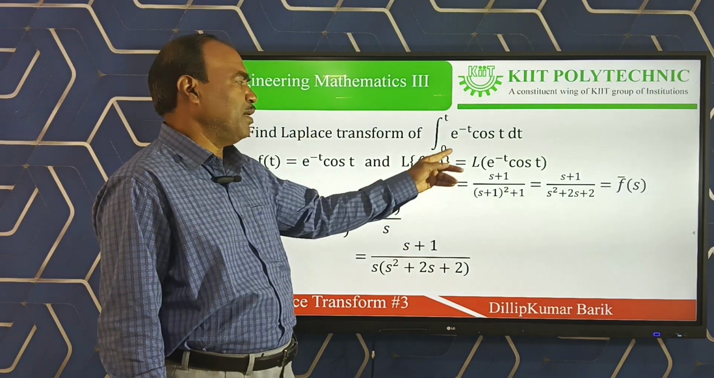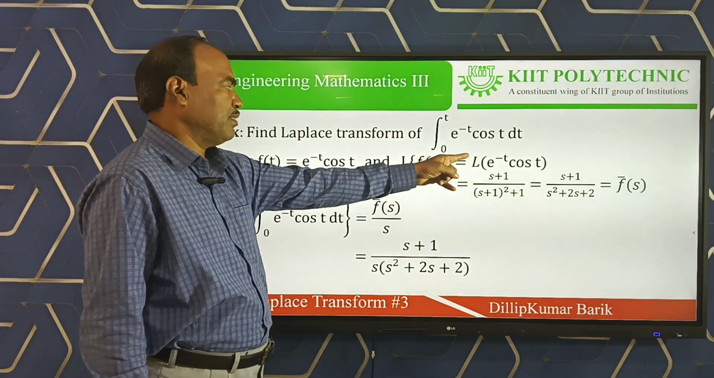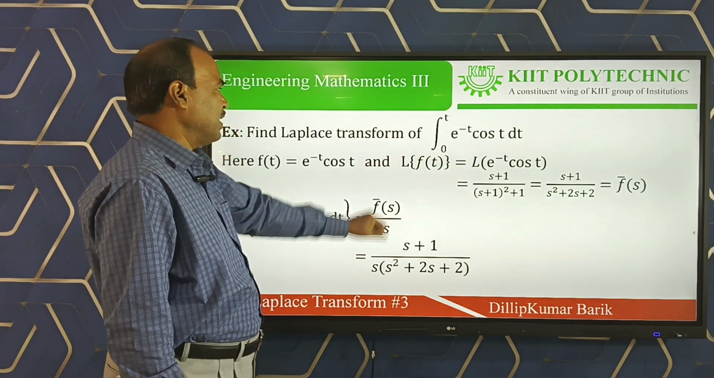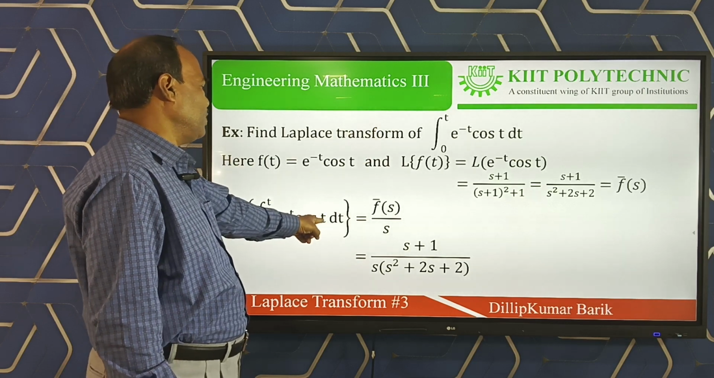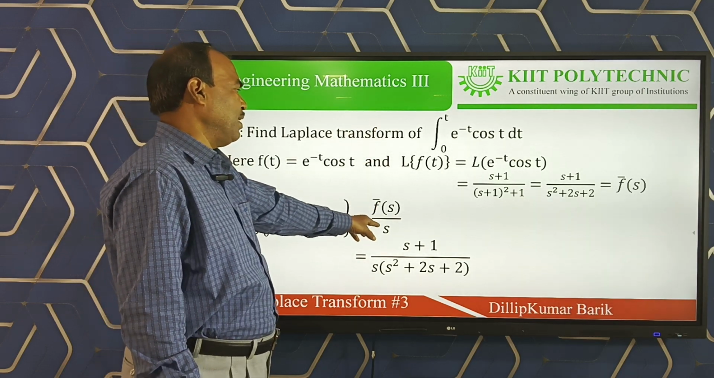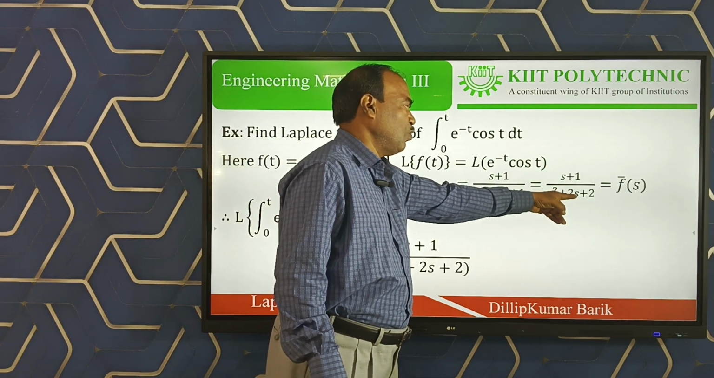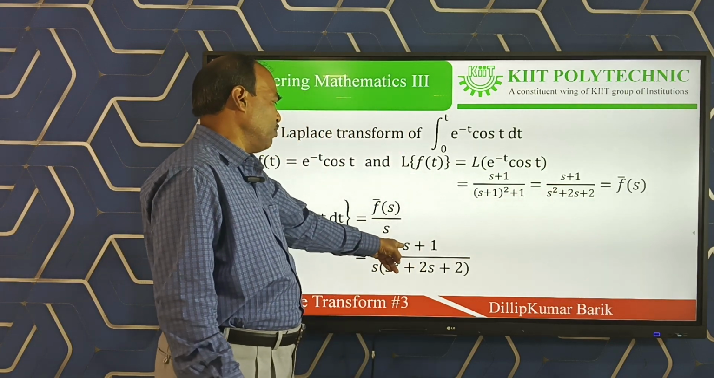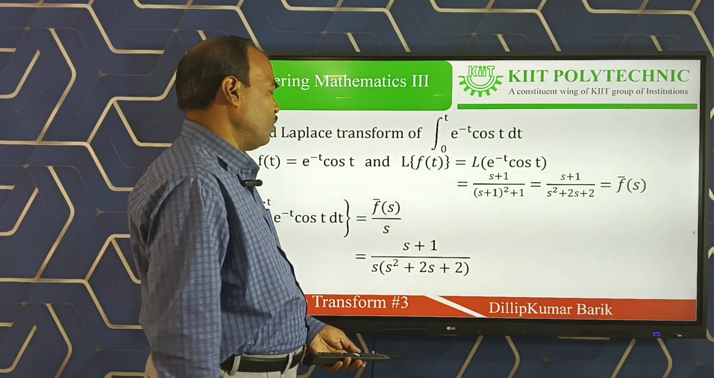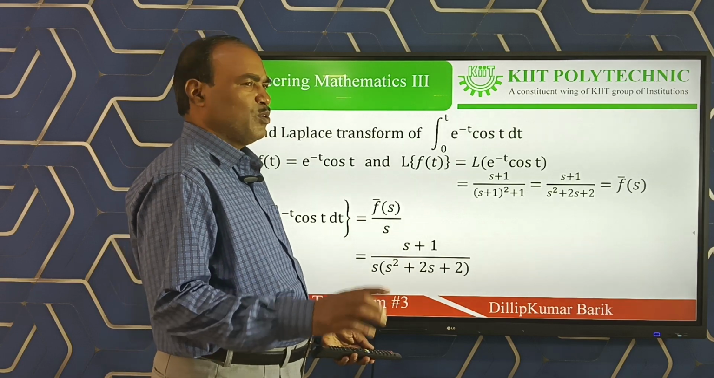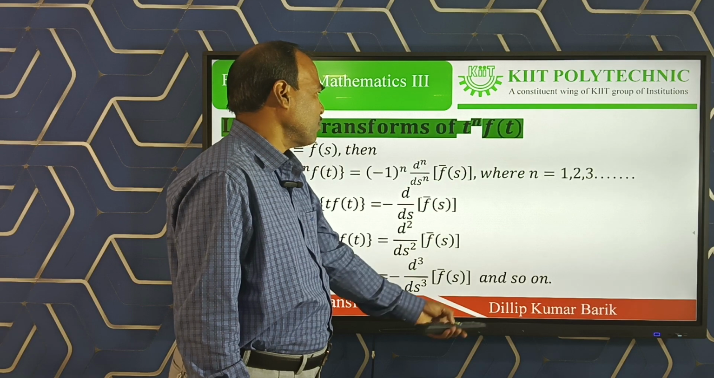And which is nothing but f bar s by our usual notation, Laplace of f(t) is f bar s. But what is our last answer? Laplace of the 0 to t integration of this question, whose formula is f bar s by s. That means s plus 1 by s square plus 2s plus 2 whole divided by s, which is nothing but s plus 1 by s into s square plus 2s plus 2. Similarly, we can simplify many more questions using this method.